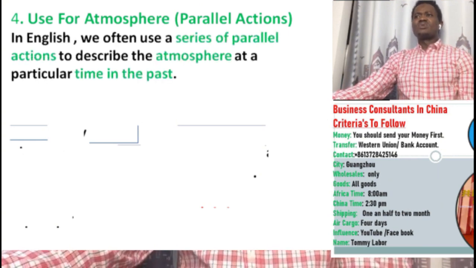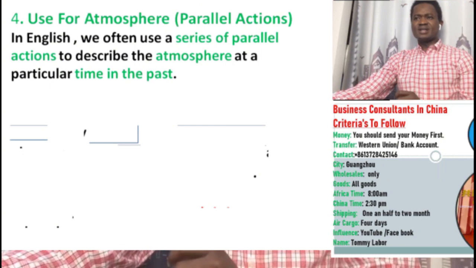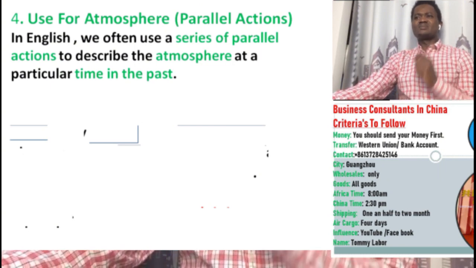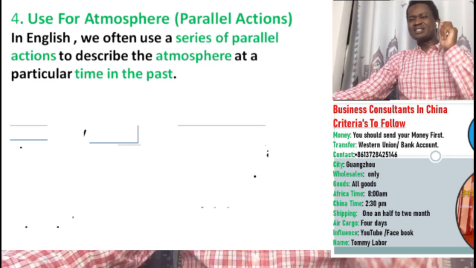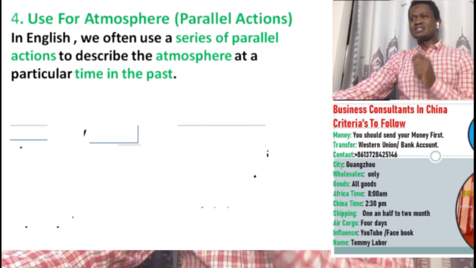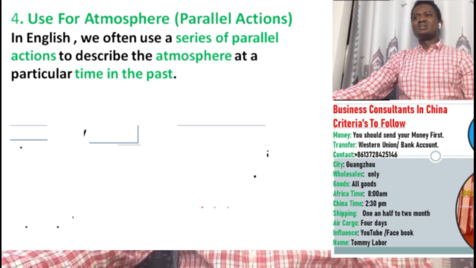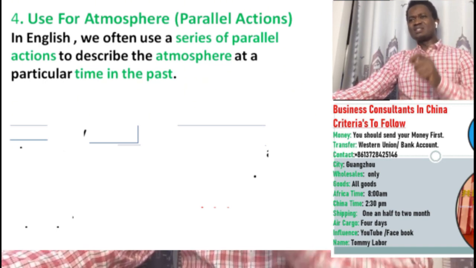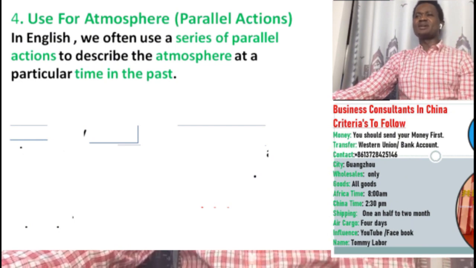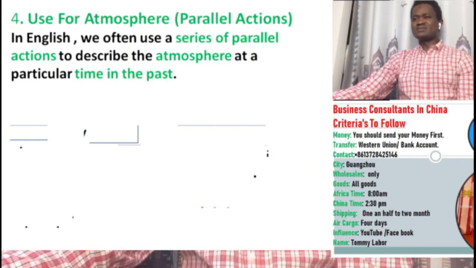In English, we often use a series of parallel actions to describe the atmosphere at a particular time in the past. So let's see how we use this parallel action to describe an atmosphere at a specific time in the past. All right, guys, let's go. So, an example here.